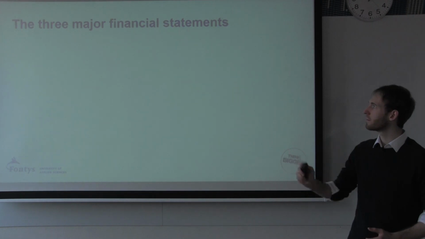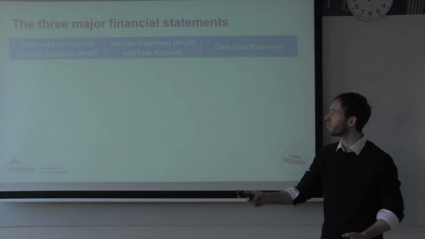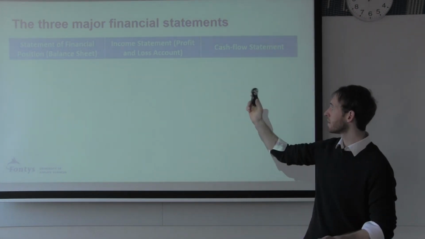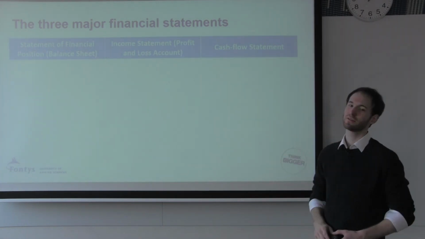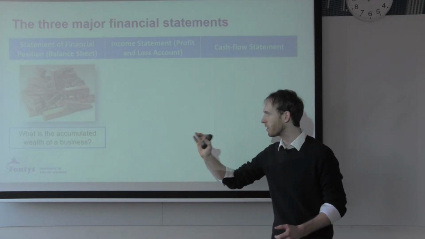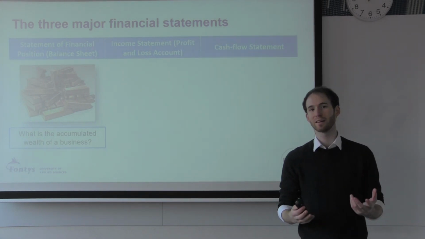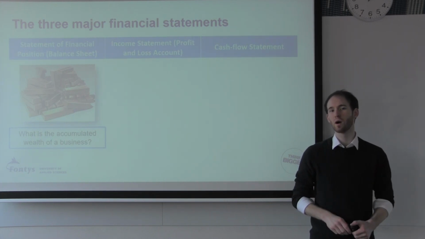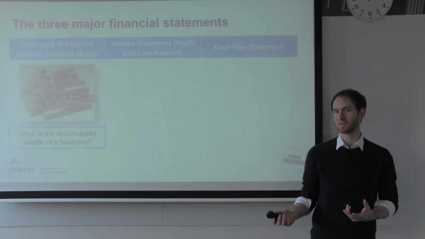Well, if we look at the 3 major financial statements, or list them first of all, we can see that we have a statement of financial position, which is the balance sheet. We have an income statement, which is also called the profit and loss account. And finally, we have the cash flow statement. Looking at the first one, balance sheet actually means what is the total amount of wealth that is present within a company. So what is the accumulated, or also called total wealth of a business? So all the resources that are there, and how are they financed basically.